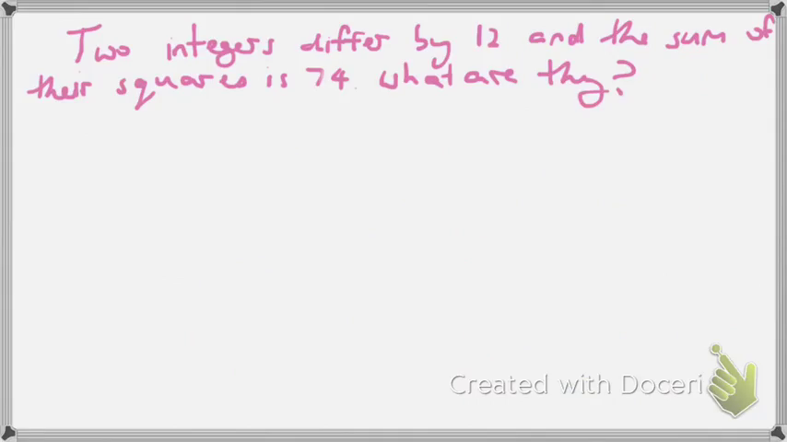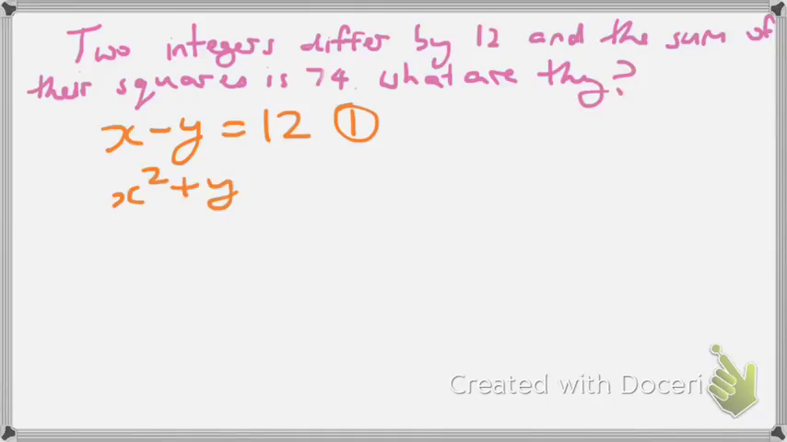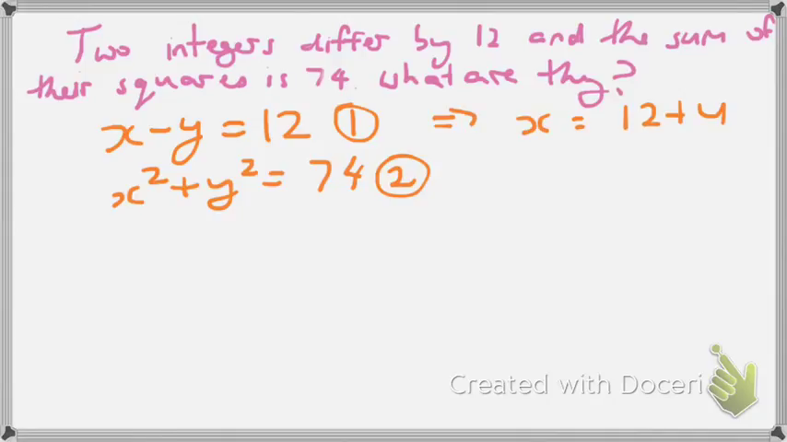Okay, so we've got two integers that differ by 12, and the sum of their squares is 74. So let's let the integers, integer means whole numbers, be x and y. So if they differ by 12, then that means x minus y is 12, and that's going to be equation 1. And the sum of their squares is 74. Okay, and we need to eliminate one of these variables. So let's eliminate x, just for the sake of picking something. So x equals 12 plus y.